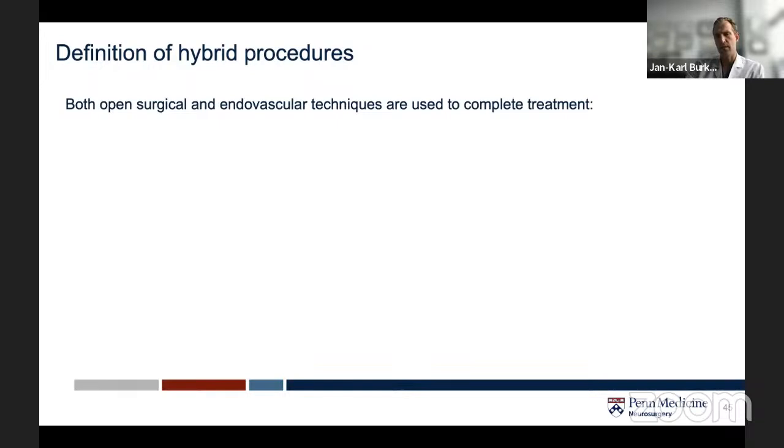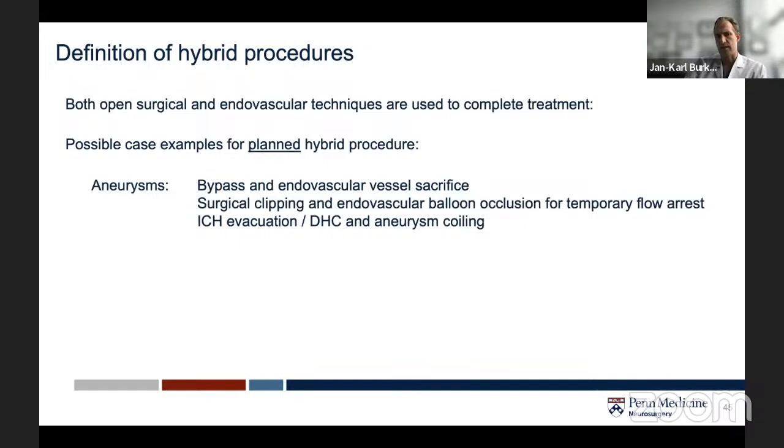And possible examples for these planned hybrid procedures, if you look into the aneurysm space, would be, for example, you plan a bypass followed by, let's say, an endovascular vessel takedown, or you plan a surgical clipping of a paraclinoid aneurysm, and you plan already that you will, for example, have an endovascular balloon occlusion for temporary clipping in the carotid instead of doing a neck dissection. That could be, for example, a case.